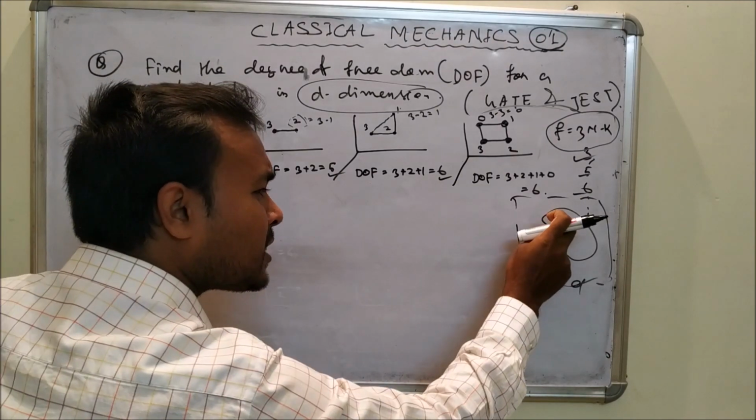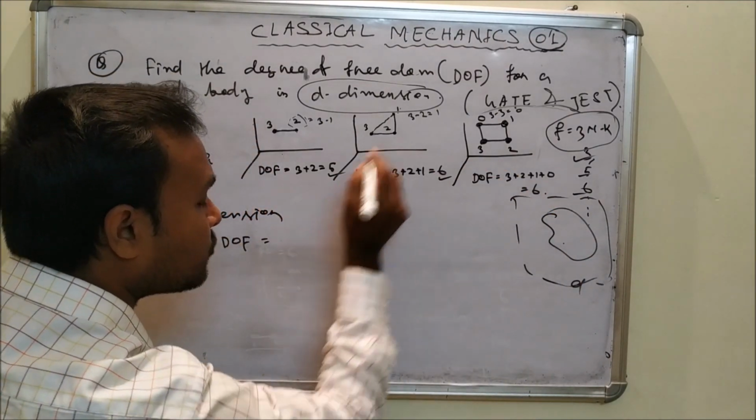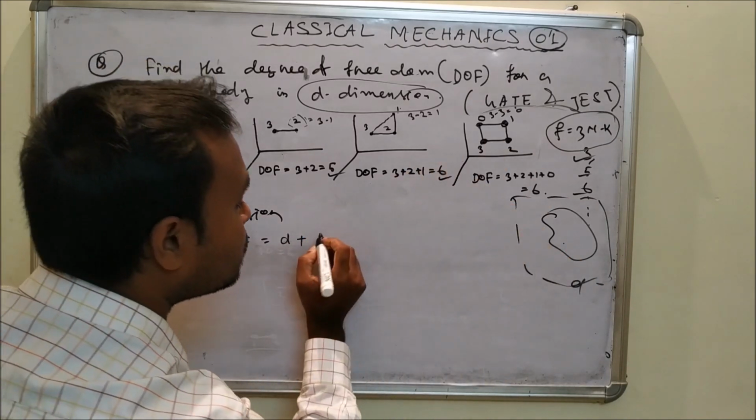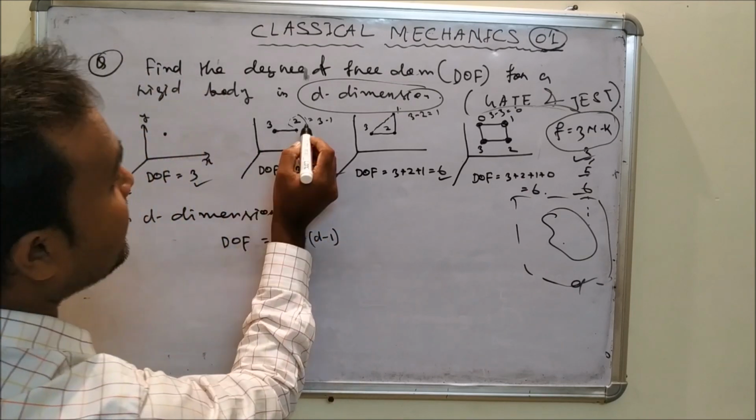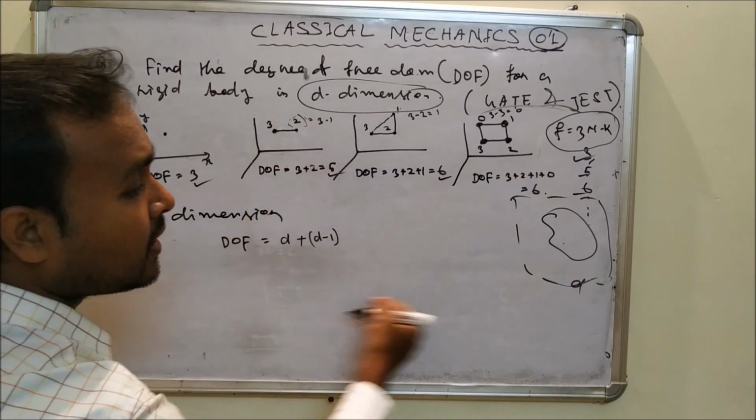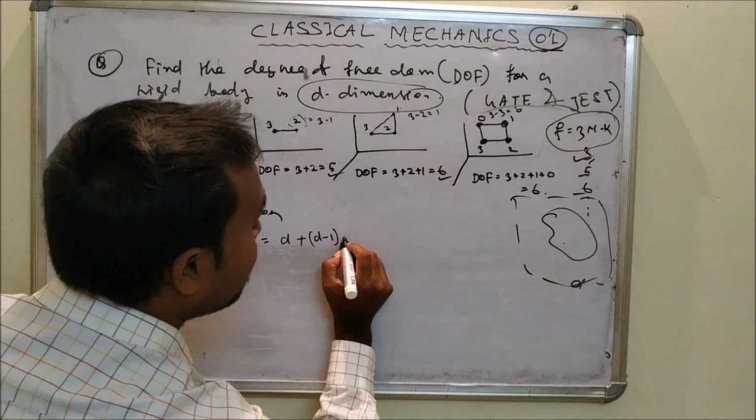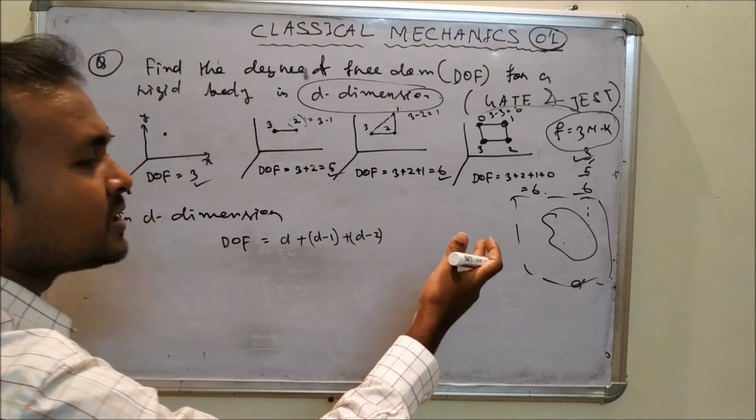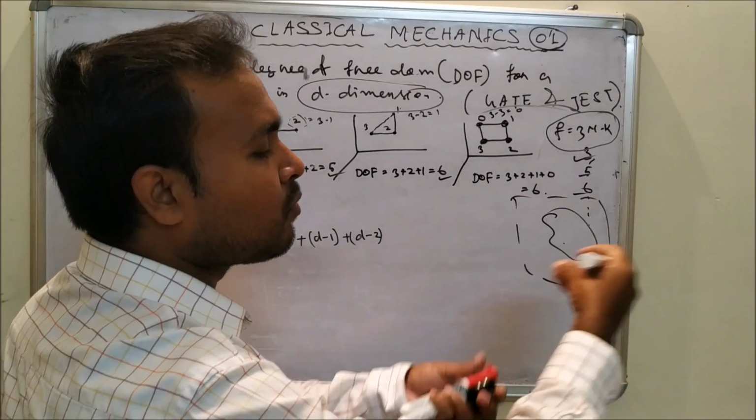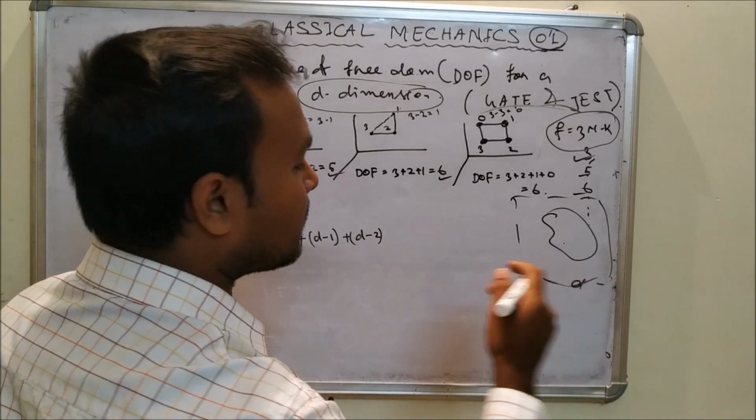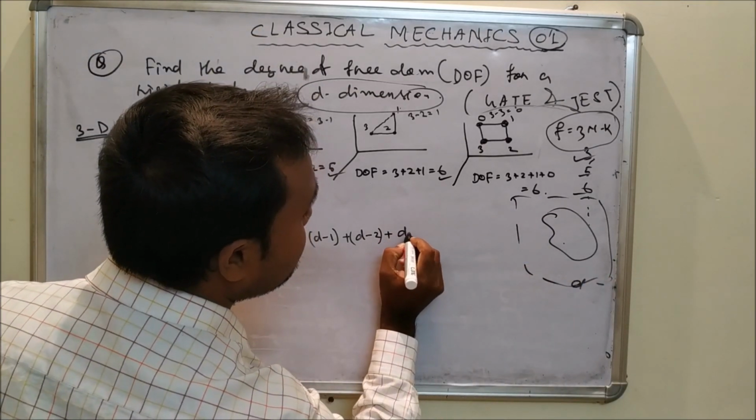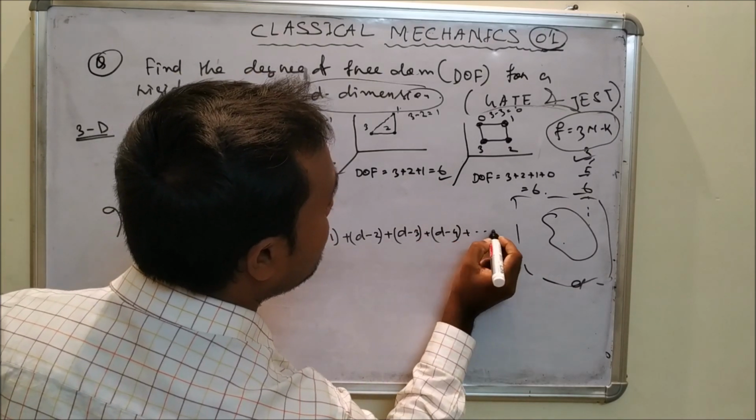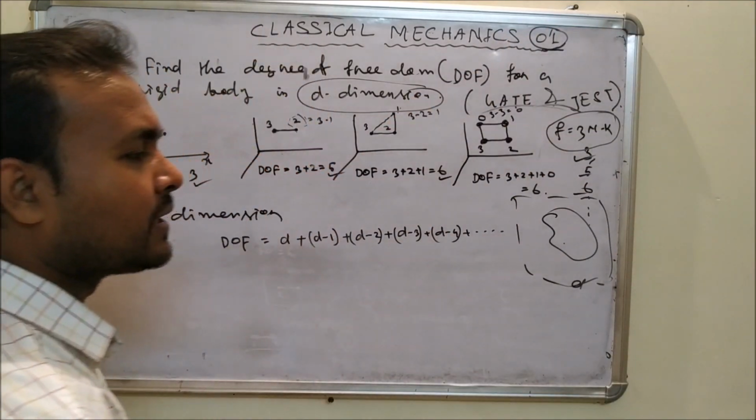Similarly, for the first particle of this rigid body, your DOF will be equal to the dimension, your D, plus for the second particle, it will be D minus 1. Here we got 3 minus 1, it is in D dimension. Plus for the third particle, it will be D minus 2. That means it is decreasing by 1. If I consider more and more particles, it will decrease by 1 each time. For the fourth particle, it will be D minus 3. For the fifth particle, it will be D minus 4, plus dot dot dot up to what it will get.